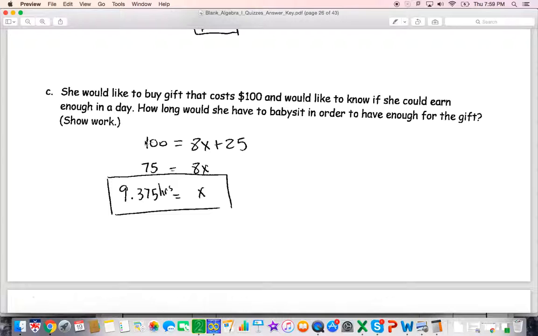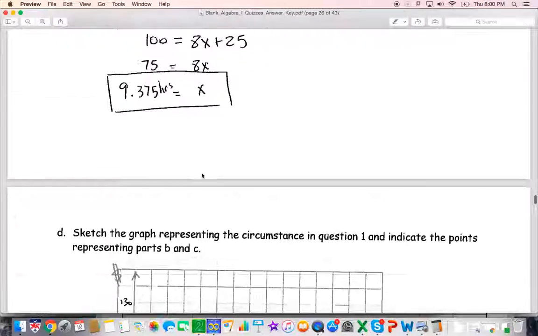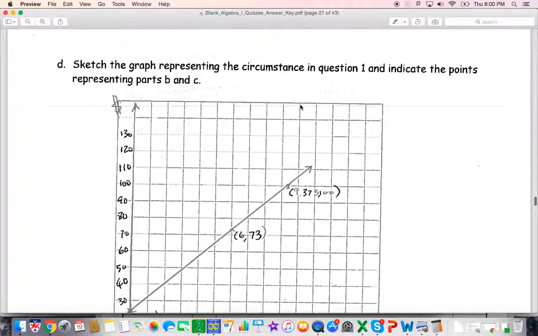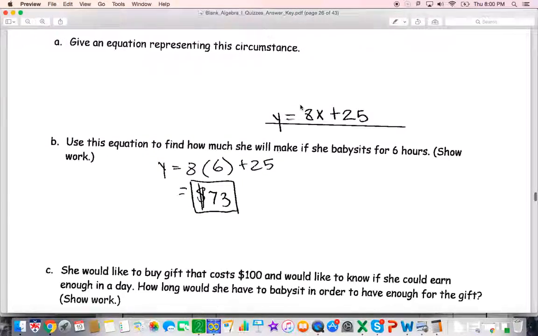Now, if you wanted to round up and say she would have to work 10 hours, because that's the closest whole number of hours that would make at least $100, that would be fine too. You could say 10 hours and just recognize that in 10 hours, she would make slightly more than $100.